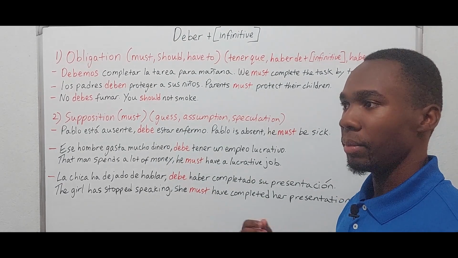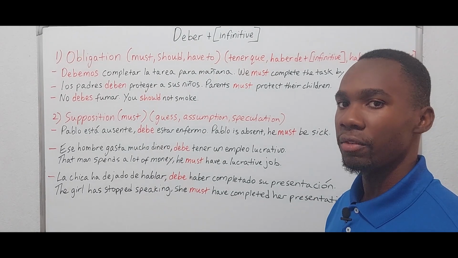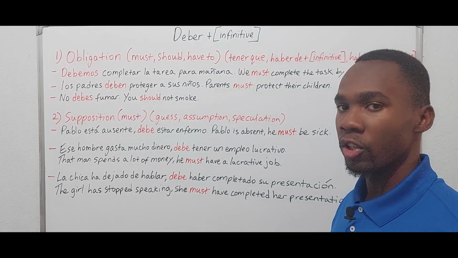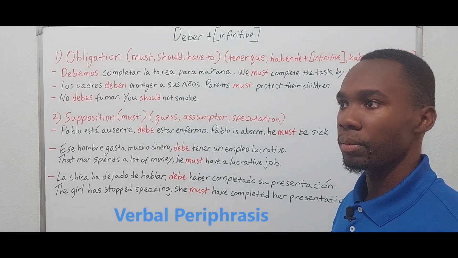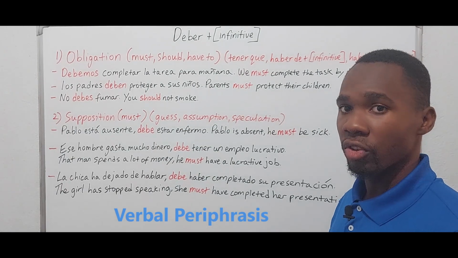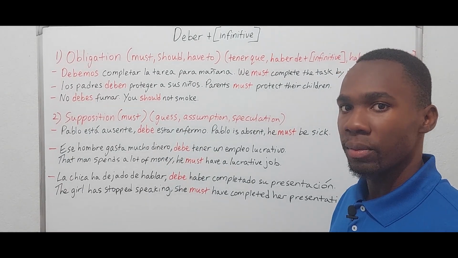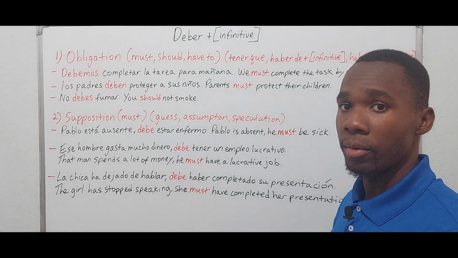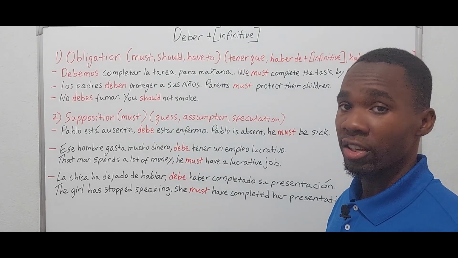Okay? So deber plus the infinitive and deber de plus the infinitive are examples of what is known as a verbal periphrasis, okay? And a verbal periphrasis is a grammatical construction usually consisting of two verbs, whereby the first verb is conjugated and the second verb usually takes on an impersonal form like an infinitive or a past participle, right?